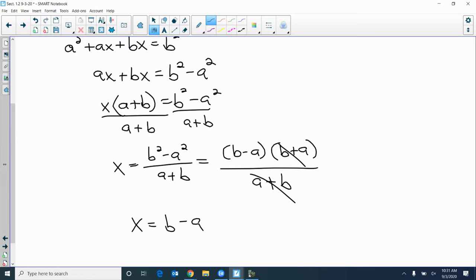Here's your rule. To cancel something, it has to be part of a multiplication problem. To cancel anything, it has to be part of a multiplication. That's why we factor everything. So here's when you can cancel. If you have b times 2 plus a over 3b, can I cancel these b's? Yes. If I have over 3a, can I cancel these a's? No, because that is not part of a multiplication problem.